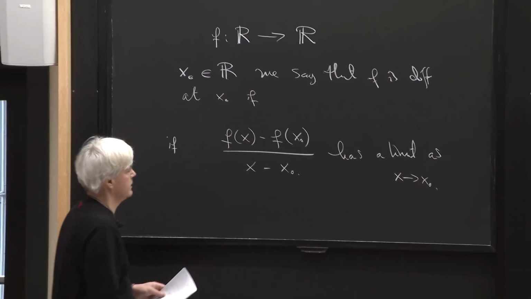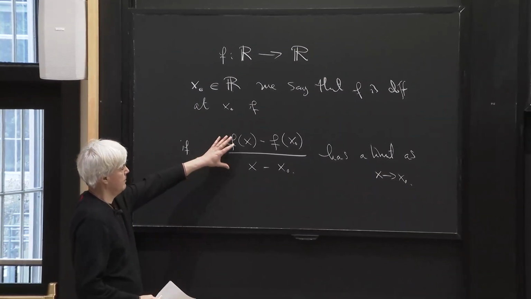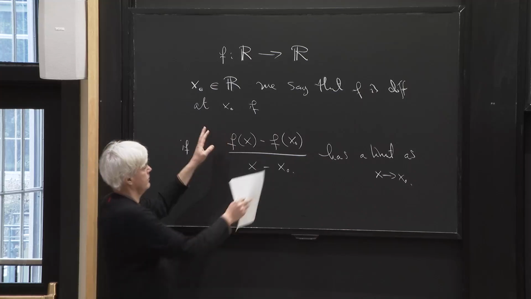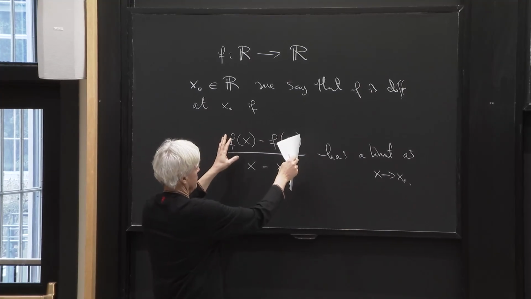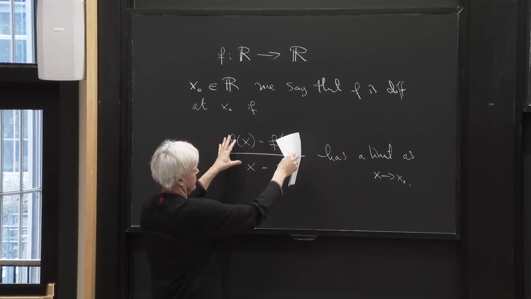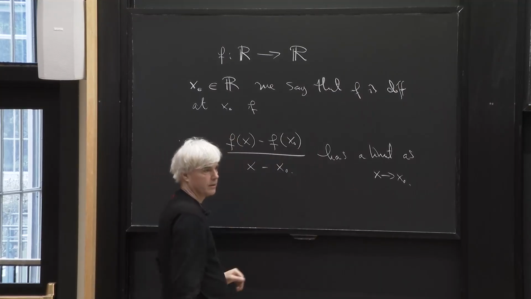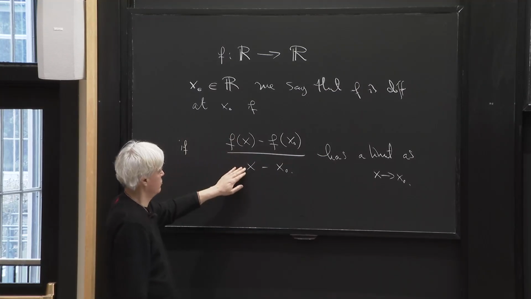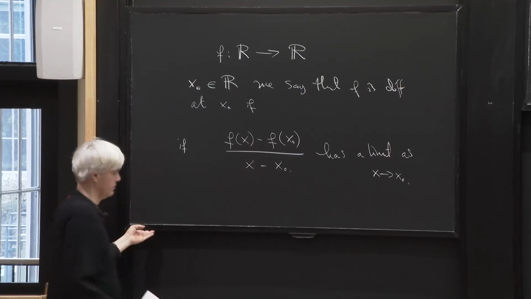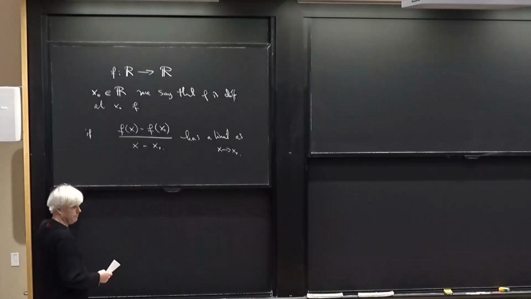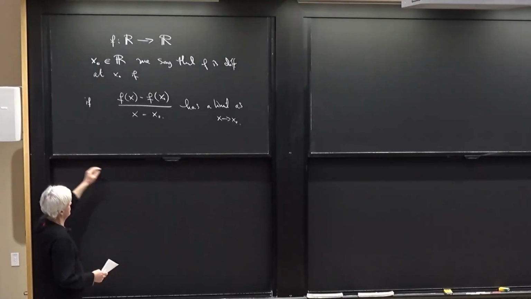Right, and so again, this means that there is some number so that if x is sufficiently close, delta close to x0, then this quotient here is close to that number, right? And it's always assumed that x is not equal to x0, so that the denominator makes sense. So that is what it means for a function to be differentiable.